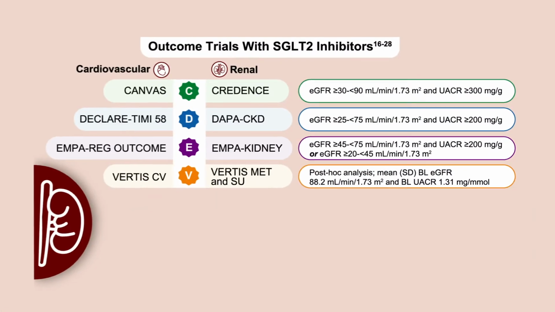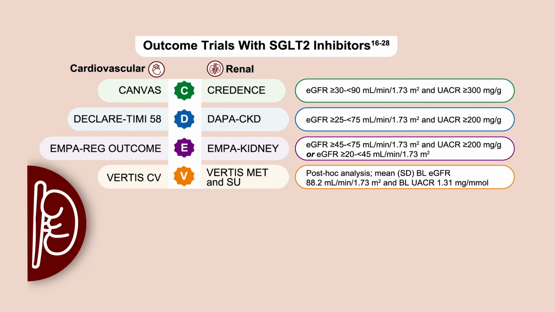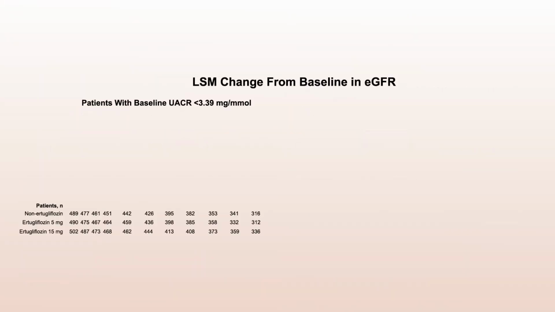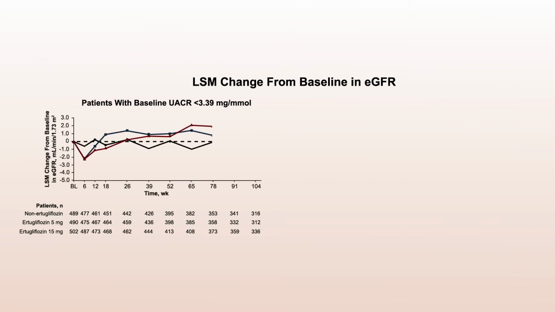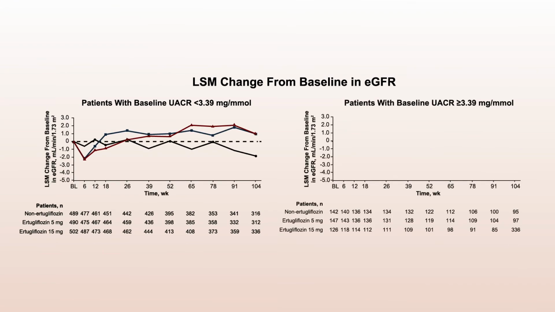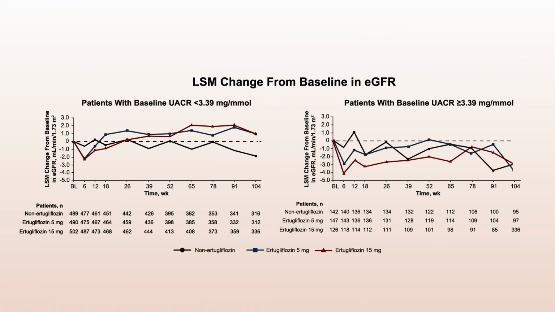Now, more recently, there is the VERTIS trial. And the VERTIS trial looked at ertigliflozin, the latest newcomer of the SGLT2s. And what we have here are data on eGFR, and they come from two different studies. One was ertigliflozin with metformin background therapy, and the other was ertigliflozin with glimepiride background therapy. And they looked at eGFR at 6 weeks. It was reduced, and it's consistent with everything that you would expect with the SGLT2s. They followed people out for over 104 weeks.